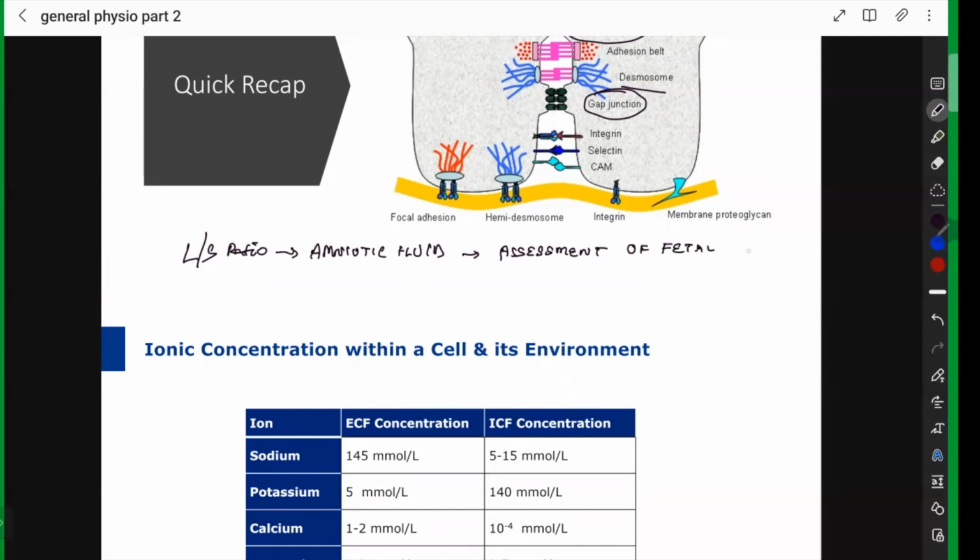Is it clear, guys? Okay, now coming to phosphatidylserine. Why is it important? Let me tell you.